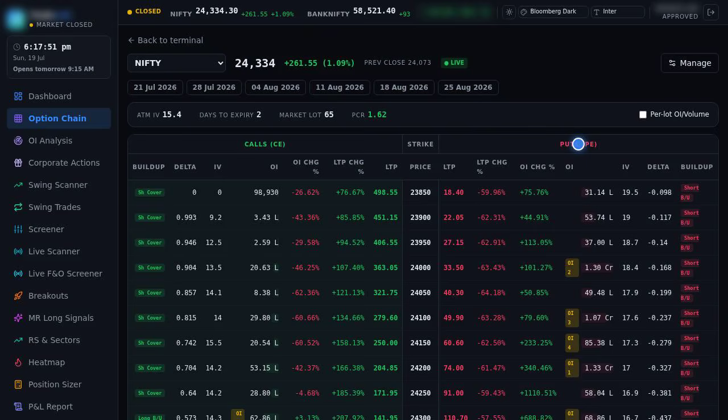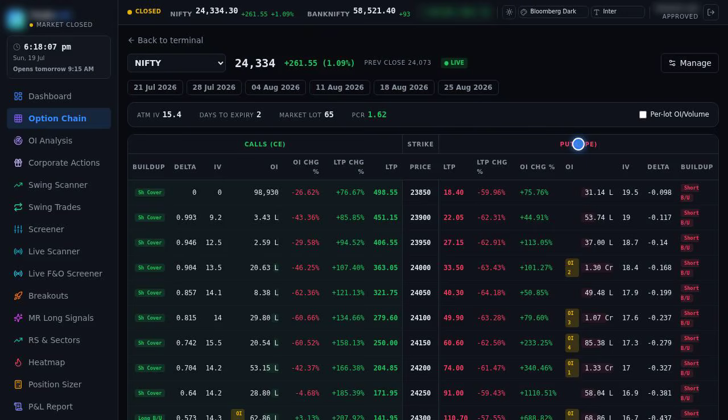Now look at its shape. It has three clear parts. On the left side, colored green, are all the call options. We write a call as CE. On the right side, colored red, are all the put options, written as PE.